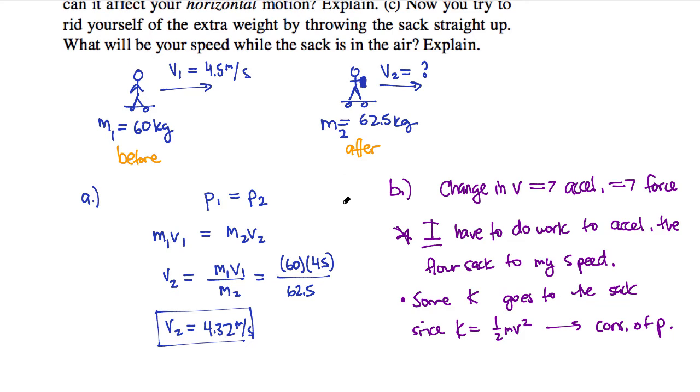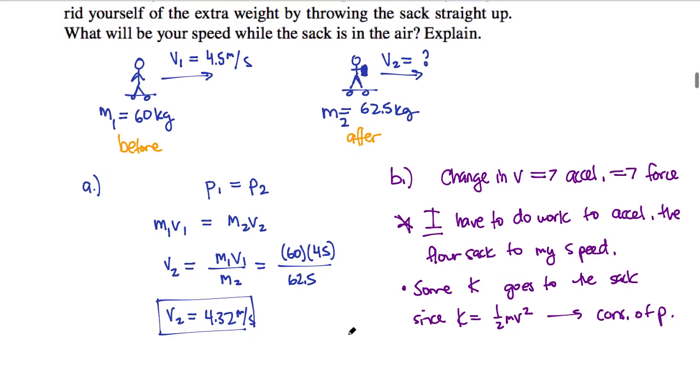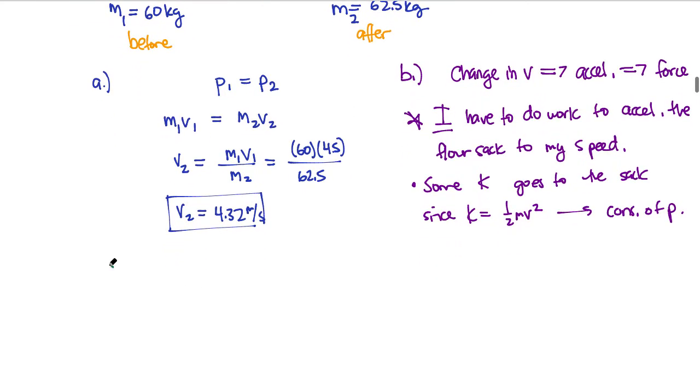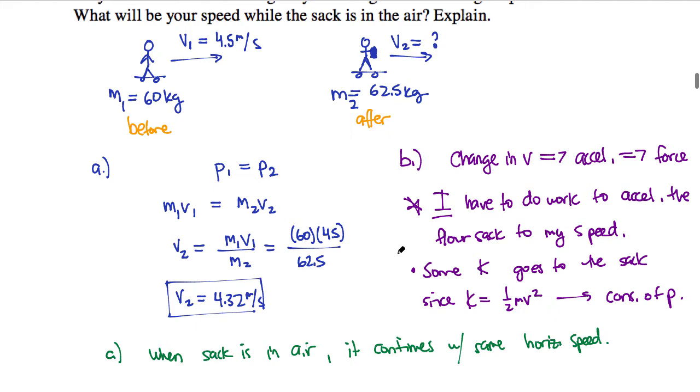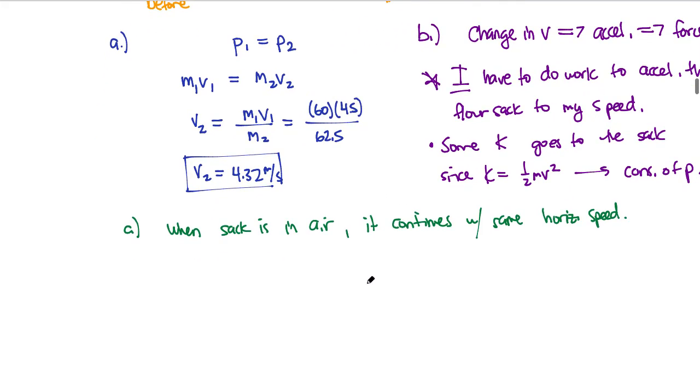Now finally, C says I throw the extra weight into the air. What is the speed while the sack is in the air? Well, when I throw my sack up into the air, it should continue to move at the same speed, with the same horizontal speed. Right? Because there is no force now in the horizontal direction on my sack. And so what that means is that I have no force on me.